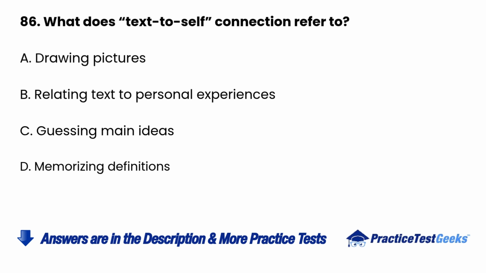86. What does text-to-self connection refer to? A. Drawing pictures. B. Relating text to personal experiences. C. Guessing main ideas. D. Memorizing definitions.